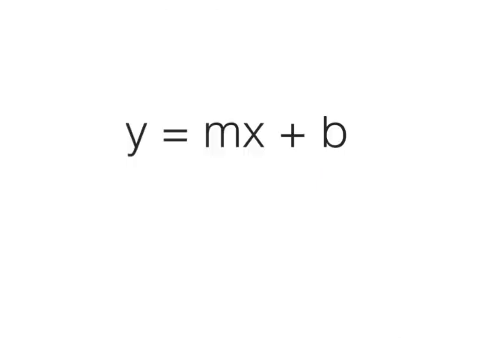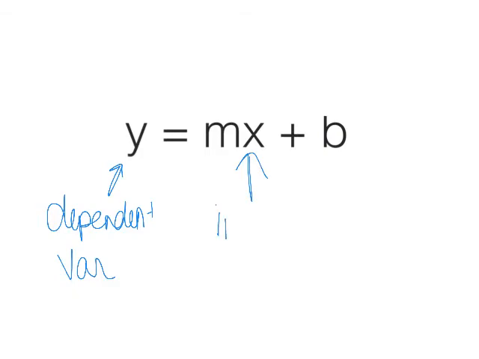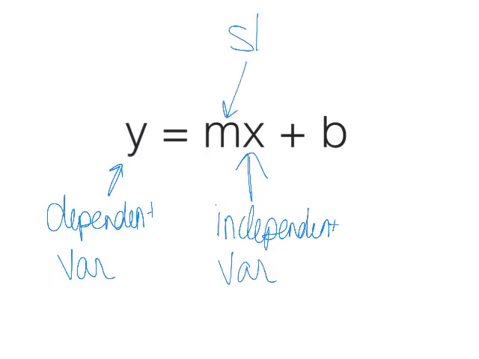So in this equation, y equals mx plus b. Y is our dependent variable. Okay. X is our independent variable. We talked about that on Monday. M is our slope. I've said to you before that we use M to represent slope. B is our y-intercept.